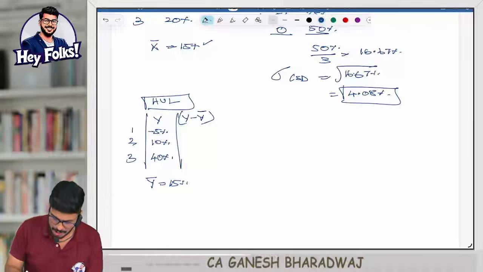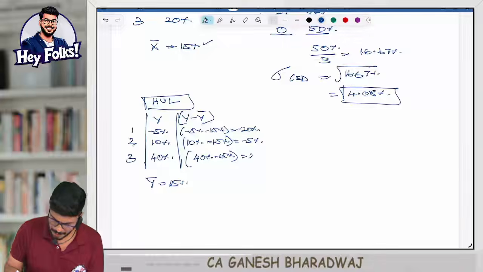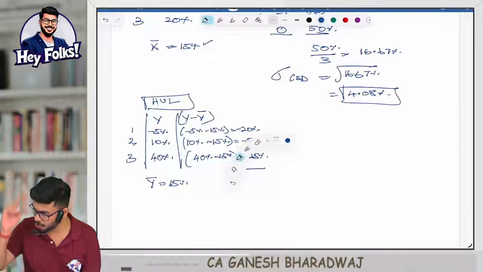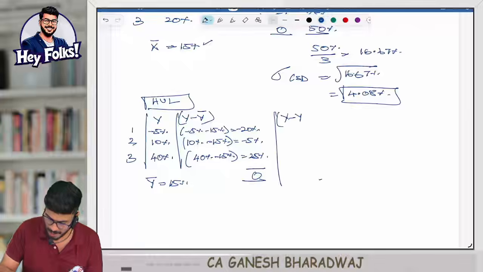Come on, do it. So it's going to be what? -5% minus 15% comes out to -20%. Then 10% minus 15%, how much is that? -5%. Then 40% minus 15%, how much is that? Positive 25%, right? Now if you add up, you need not add, you already know it will only come to 0. So what will you do to avoid this? Standard deviation squares. So Y minus Y bar the whole square.